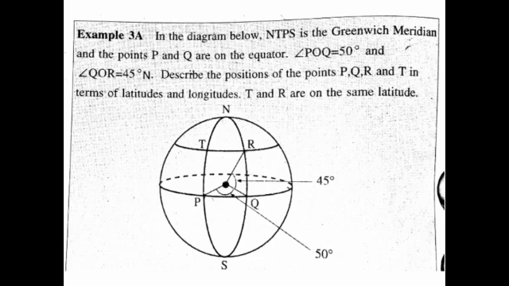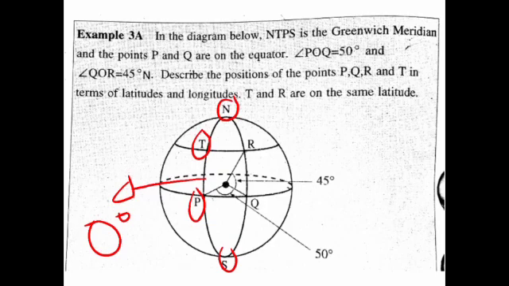So NTPS is the Greenwich Meridian. Okay, so let's put that in mind, that N, T, P, S are all lying on the same longitude. You can see that they are lying on the same longitude, and that longitude has been given as the Greenwich Meridian, meaning that it is 0 degrees.